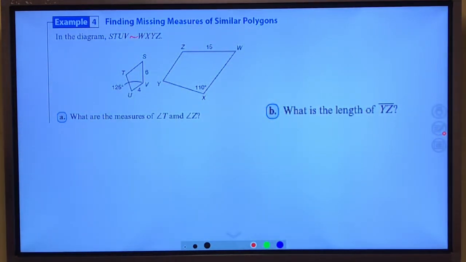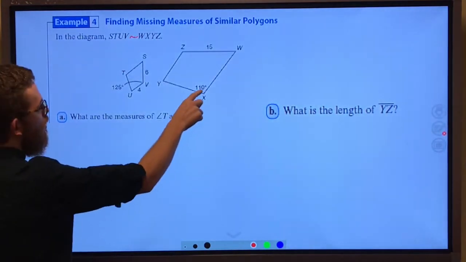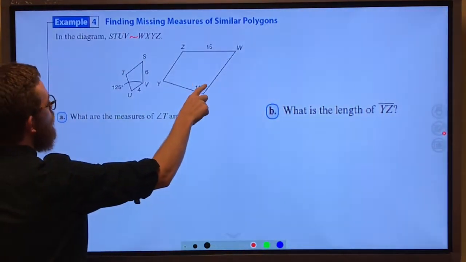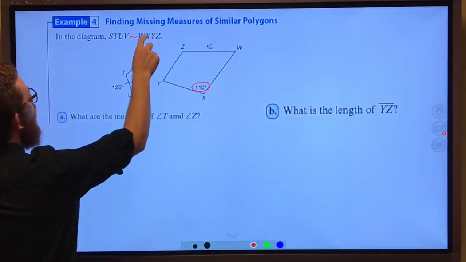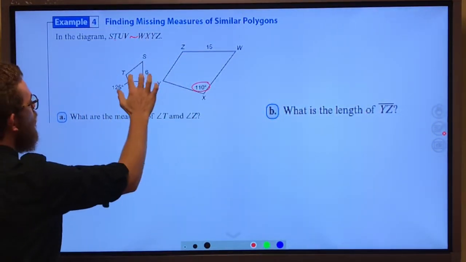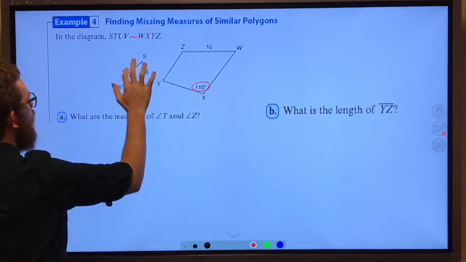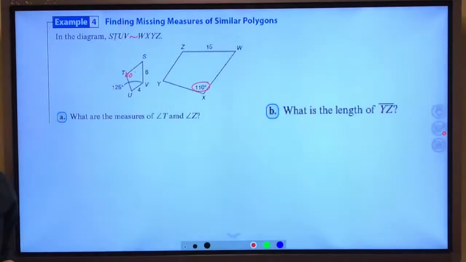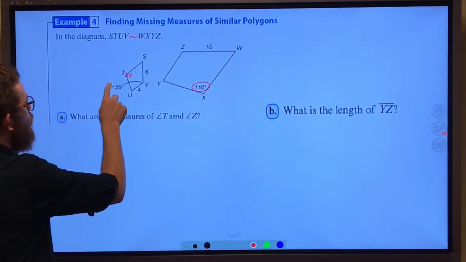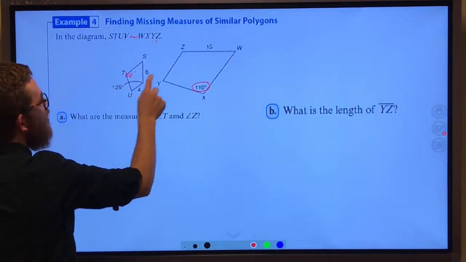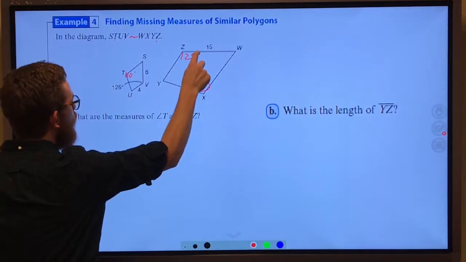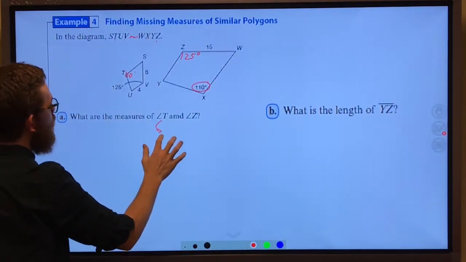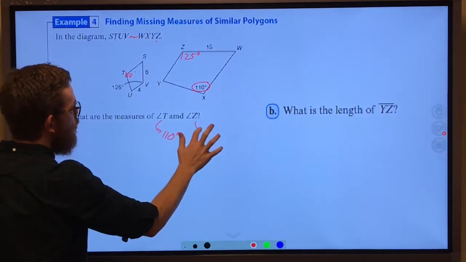So here it says, what are the measures of angle T and angle Z? Well, let's do a little poking around here. If this is 110, X is 110. Well, X corresponds to T. So if X is 110, T has to be 110 degrees because those are both the second letter in the similarity statement. If V is 125 degrees, well, V corresponds to Z, so Z must be 125 degrees. So angle T is 110 degrees, while angle Z is 125.